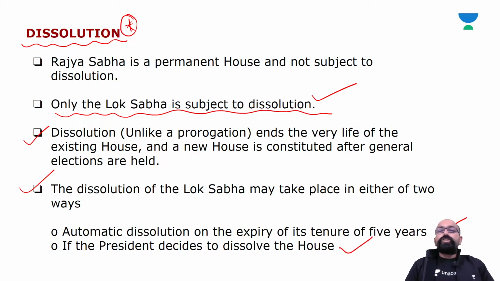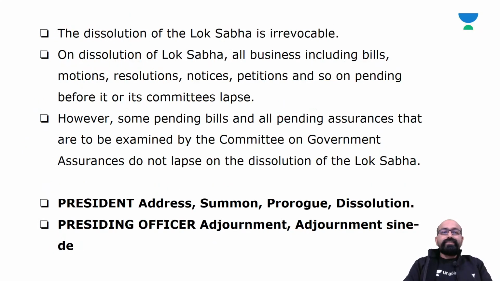So the dissolution of the Lok Sabha may take place in two ways: the automatic dissolution on the expiry of its tenure of 5 years, and the scenario where the president dissolves the house on the recommendation of the Council of Ministers. The dissolution of the Lok Sabha is irrevocable.